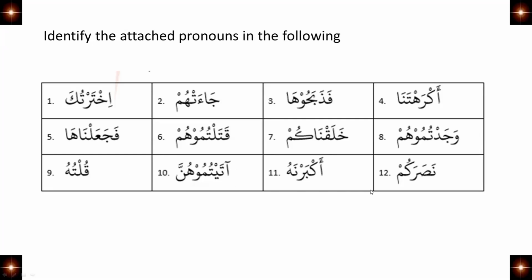Ataytumuhunna. Fi'il fa'il maf'ul. Atayt. You see? Yes, very good. So you see ataytu, and then mu, and then hunna. Okay? Ataytu, atay. It's actually, yes, it's atay. You see? Atay is the fi'il.